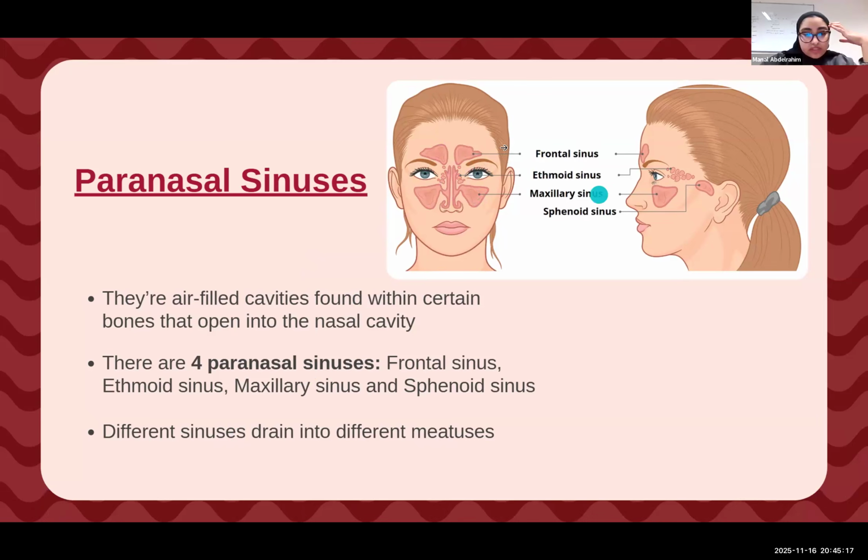Now, I remembered their location. We have frontal, I remembered F for forehead because it's at your forehead. Ethmoid, it's between your eyes, so E for eyes. For maxillary, because I couldn't think of anything other than the fact that they're kind of located near your cheeks. And I have cheeks, and my name's Manal, so M for M, you know. And then we also have the sphenoid sinuses here.